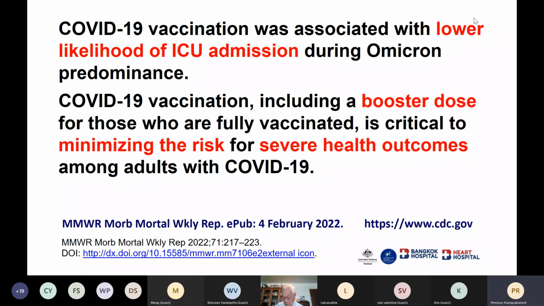And from the paper, we can conclude that the COVID vaccine is associated with lower likelihood of ICU admission, but I think it's still a significant number of patients who go to ICU and have to be put on a machine for breathing. And also the mortality rate is a little bit of a concern for us, okay? But the booster dose will minimize the risk of severe disease.